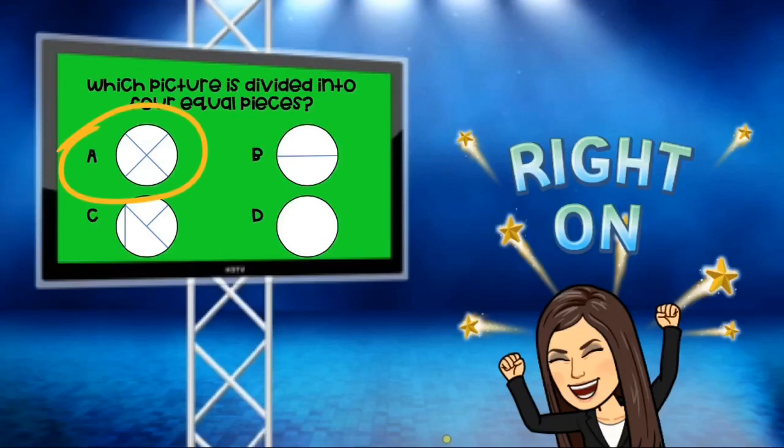What do you notice with B? How many pieces does B have? B only has 2 pieces, which means it is partitioned into what? It is partitioned into halves. How many pieces do we need to partition for fourths? 4 equal pieces. Well, let's look at C. I see 4 pieces for C, but are they equal? No, they are a bunch of different sizes. And D. Is D partitioned yet? D is just a whole.